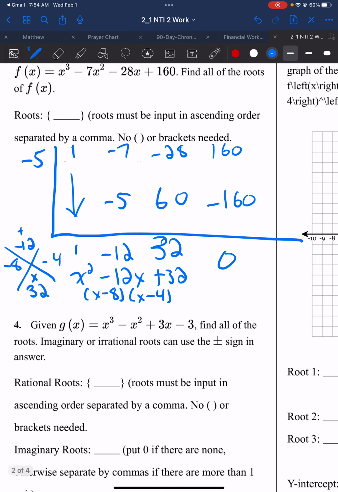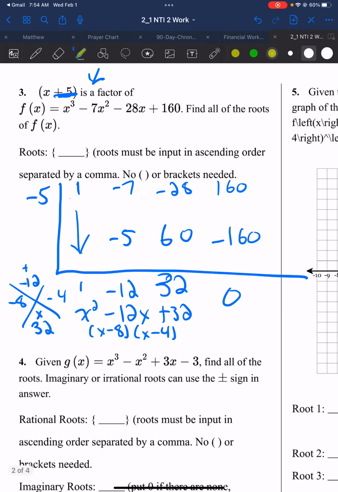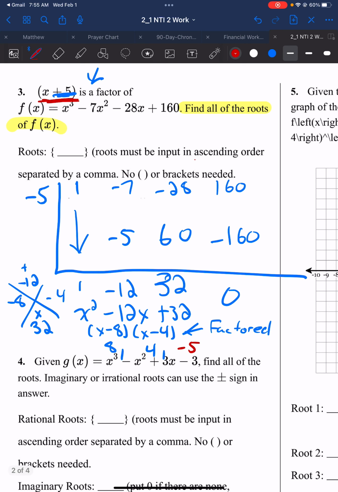So let's look at what the question wants. All it wants here are the roots. It just wants roots. It couldn't care less about the factored form. So this is factored form. Remember, to go from factored form to roots, I'm just going to flip the sign. So I'm going to have 8 and 4. And then from my original one, instead of positive 5, I'm going to have negative 5. And on the test here, you'll see that it wants the roots in ascending order. So from the smallest to the biggest, obviously the smallest is negative 5, the next is 4, and then the next is 8.